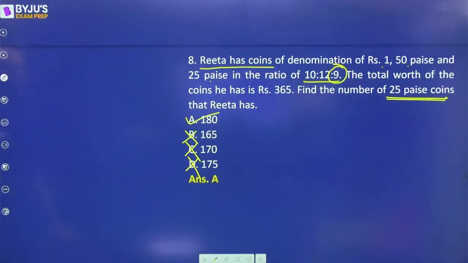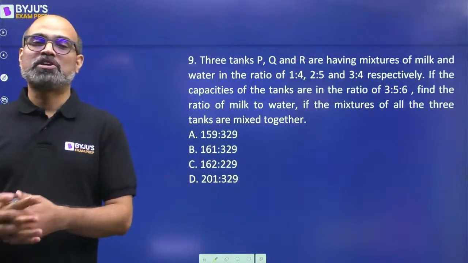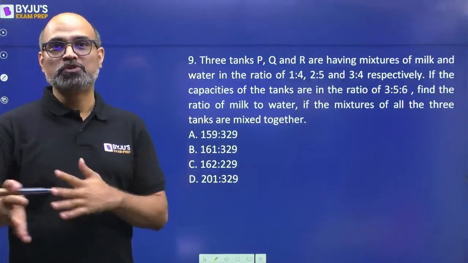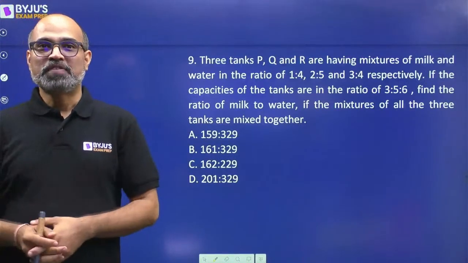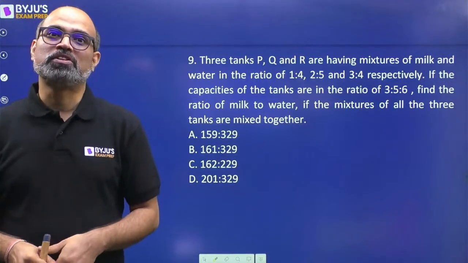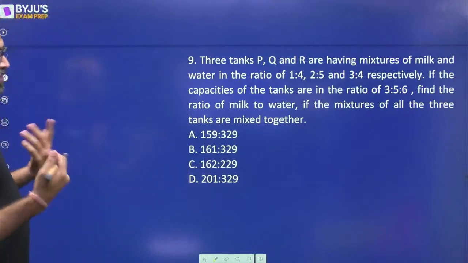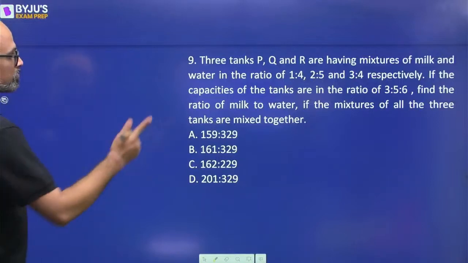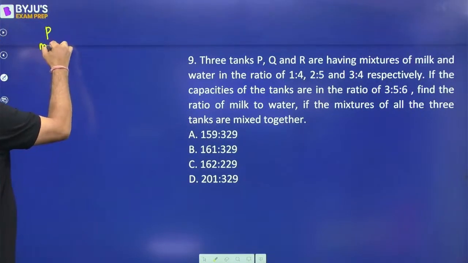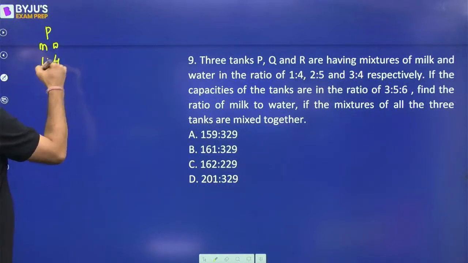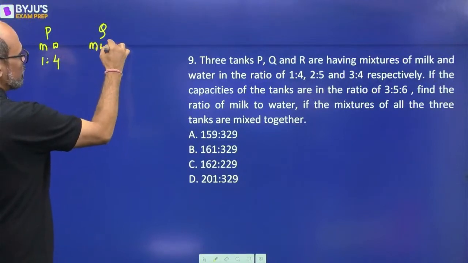Okay, next question. 3 tanks P, Q and R are having mixtures of milk and water in the ratio 1:4, 2:5 and 3:4. If the capacities of the tanks are in the ratio 3:5:6, find the ratio of milk to water if the mixtures of all the 3 tanks are mixed together. Right? So again it is an averages question. So we have tank P, where milk and water are in the ratio 1:4. We have a tank Q where we have milk and water.